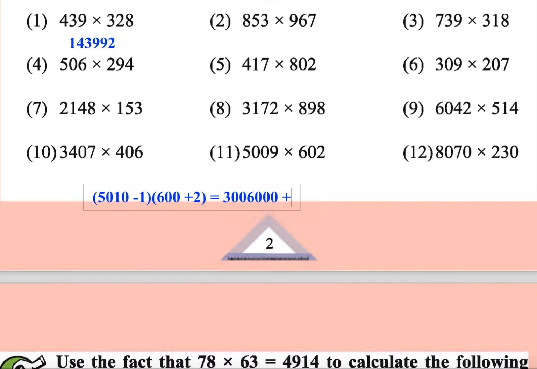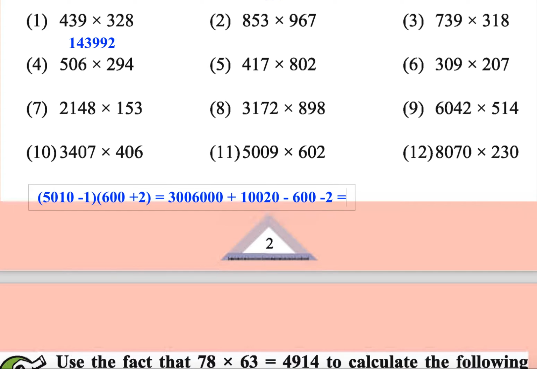Then 2 into 5010. How much will it be? 0, 2, 0, 10. 10,020 minus 600 minus 2.